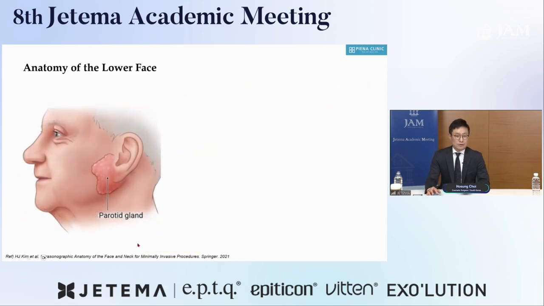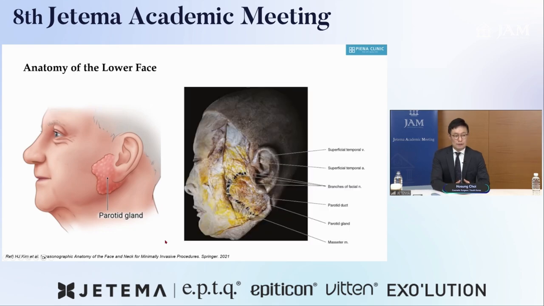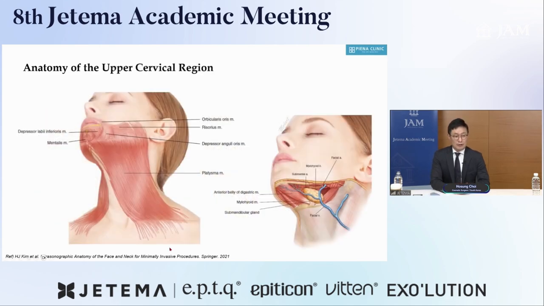Another important structure is the parotid gland when planning lower face contouring. Because when we put threads to lift the lower face, we need to position the thread over this gland. So we need to advance our threads very carefully, not to go underneath the SMAS. And when lifting the submental area, we also need to carefully advance the thread because there are submandibular glands.